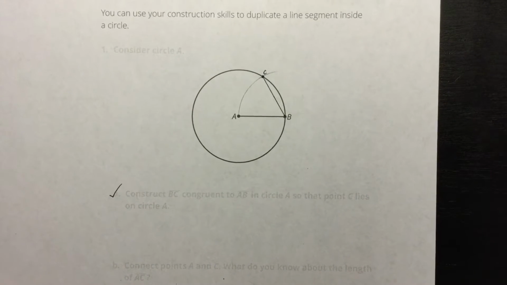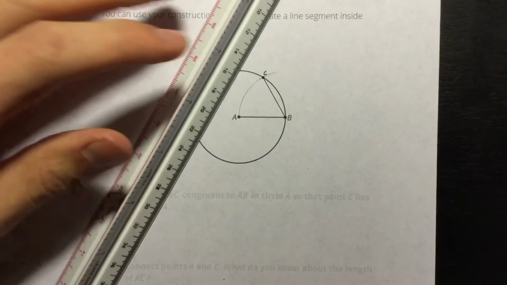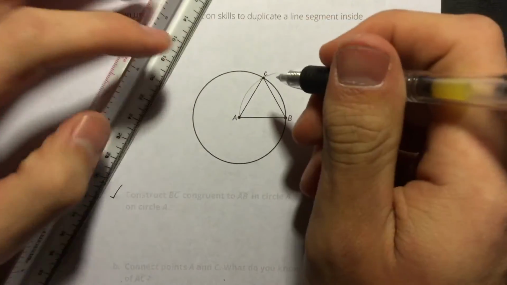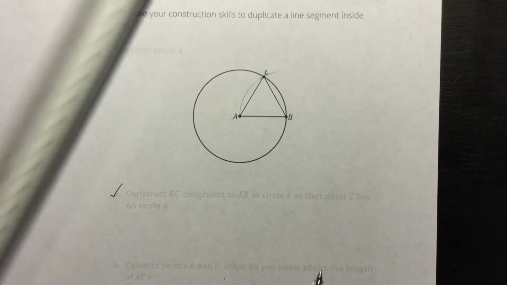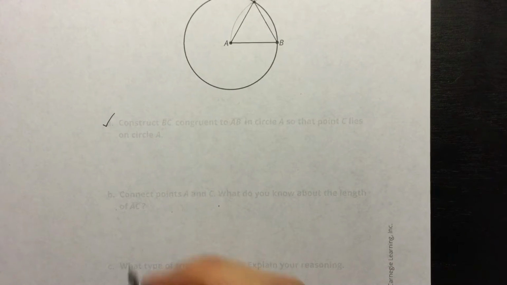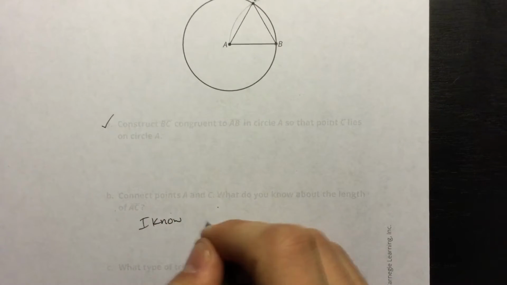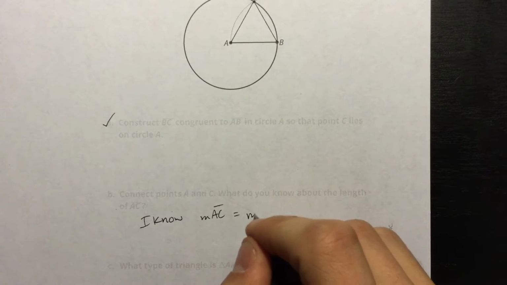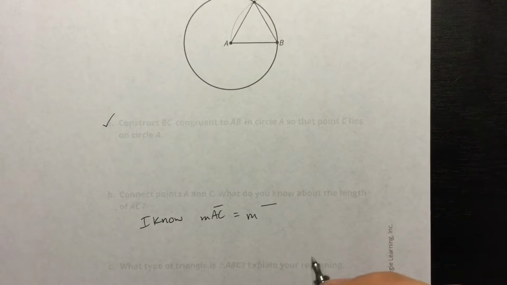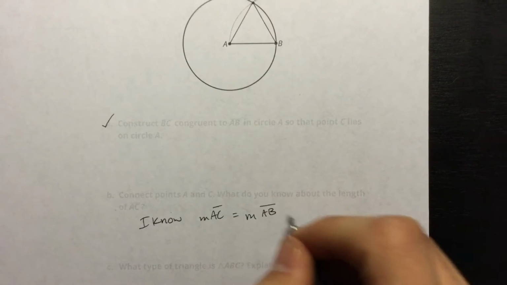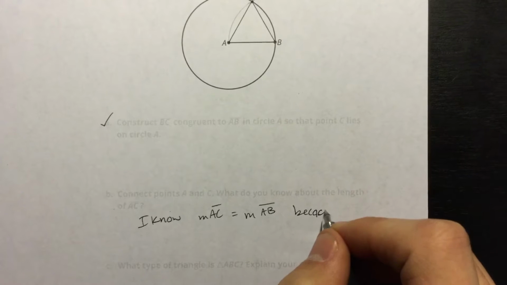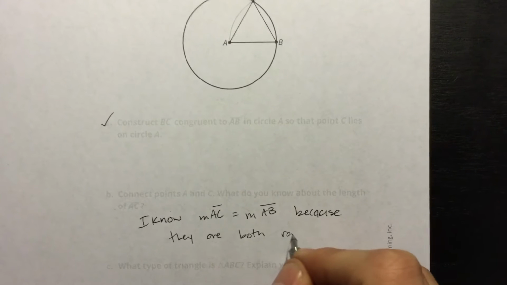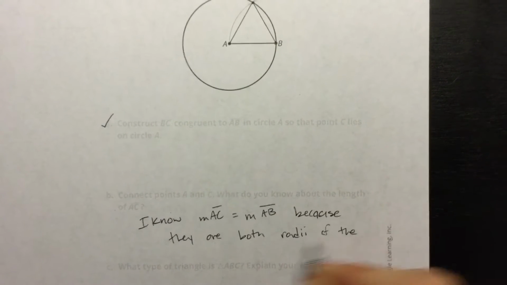Part B says connect points A and C. What do you know about the length of AC? So I'll connect points A and C. And then, what do you know about the length of AC? I know that the measure of line segment AC is equal to the measure of line segment AB because they are both radii of the same circle.